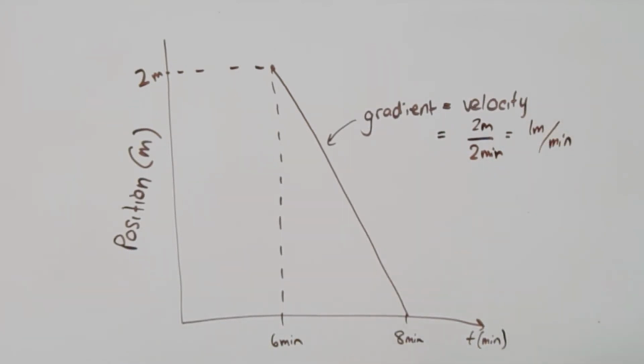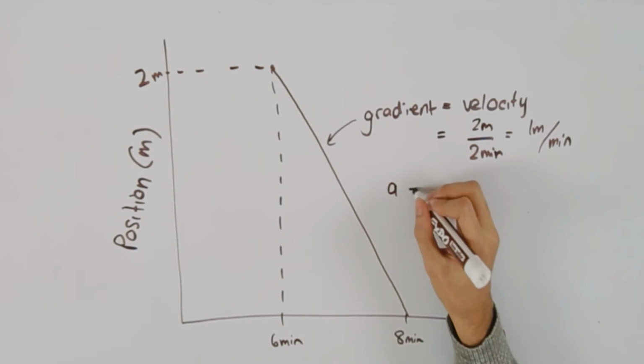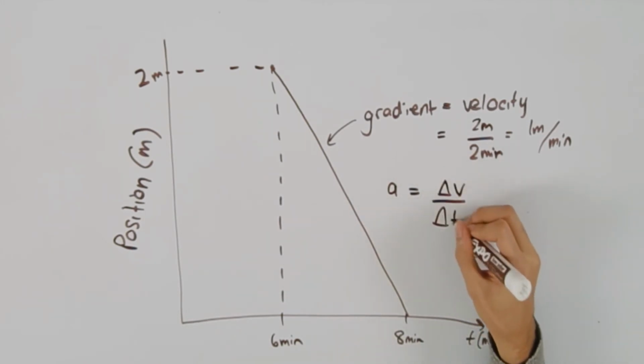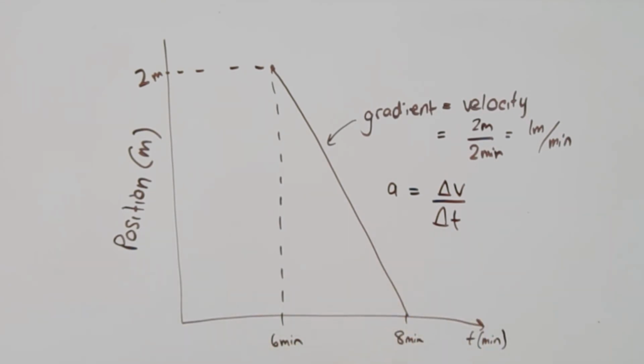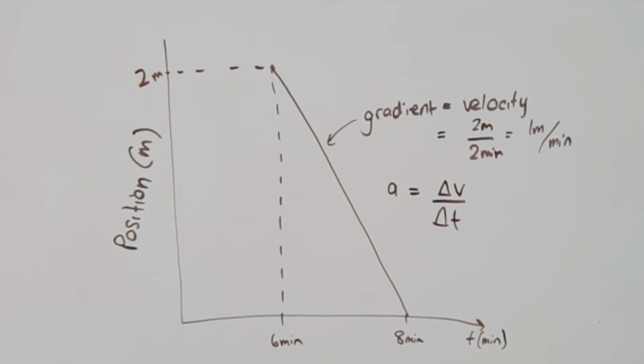Now, remember, what does acceleration mean? We can't actually get acceleration by looking at the gradient of this. Instead, we're going to have to use our common sense and remember that acceleration is the change in velocity over the change in time. So we need to know how much the velocity is changing by. Let's take a look at the velocity during this time period and figure out how much it's changing by.